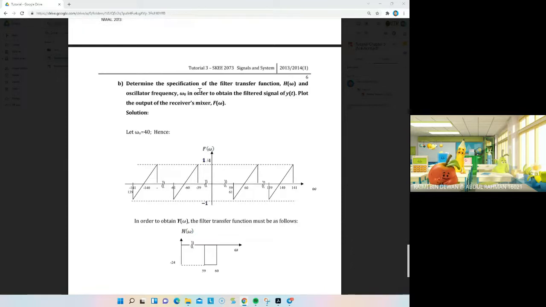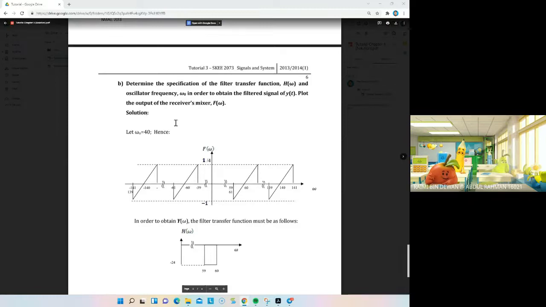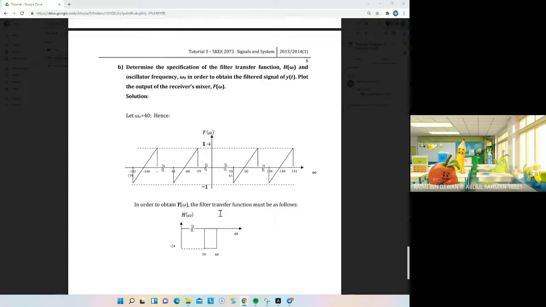Okay, in order to obtain the filtered signal of y(t), plot the output of the receiver mixer, F omega. So this is pretty much the graph.